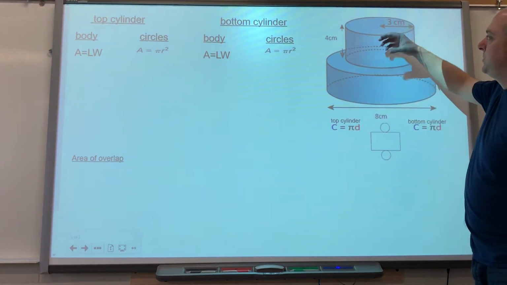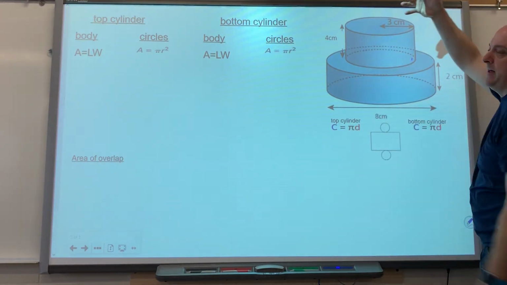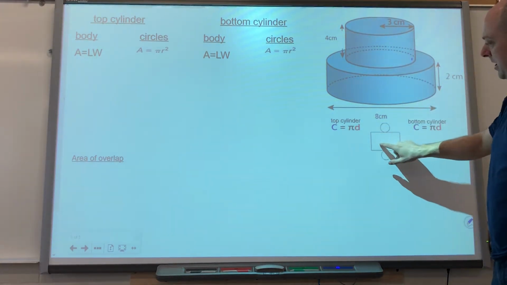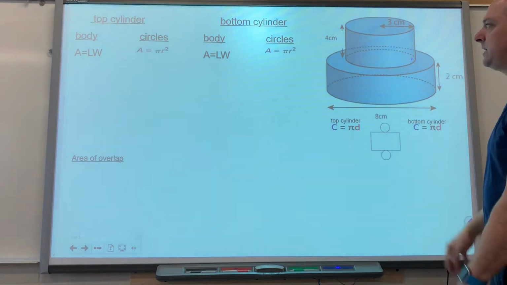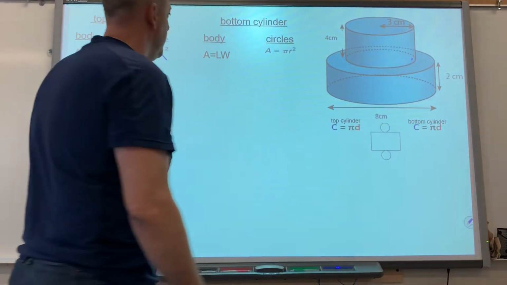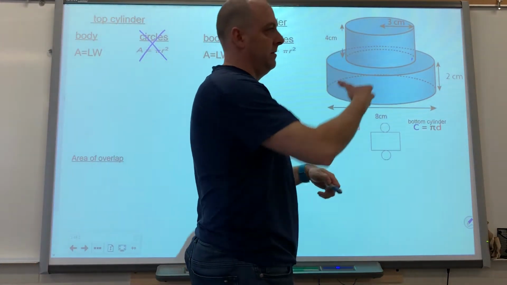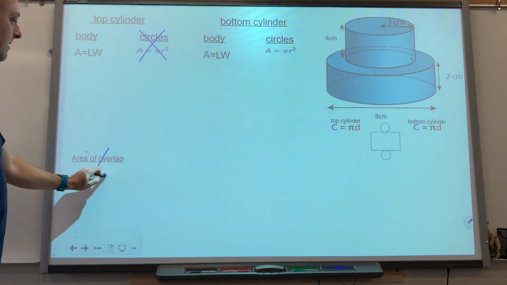However, if we were to lift this top cylinder up, take this top piece off and put it on that space, what we'd be left with is just the body of this top cylinder and everything from the bottom cylinder. So we could do that, which means that we wouldn't need these two circles from the top cylinder, because we're going to take this one and put it on top of that, separate them out. We still can't touch the bottom of it. And we don't need any area of overlap now.